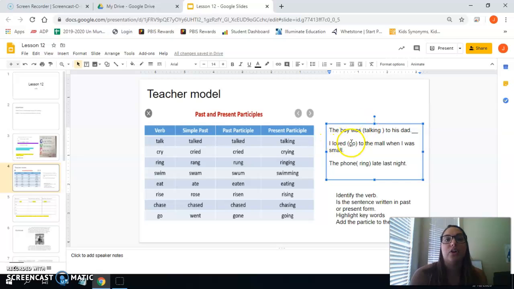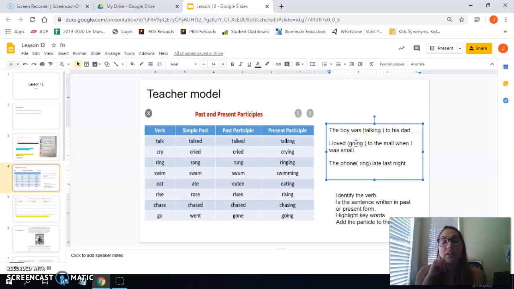Now, I love go. So here we say go is went, gone, going. I love go to the mall when I was small. I love gone to the mall when I was small. I love going to the mall when I was small. So it is going. I love going to the mall when I was small.